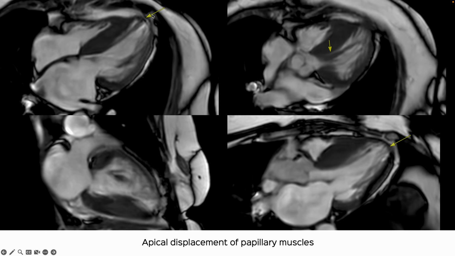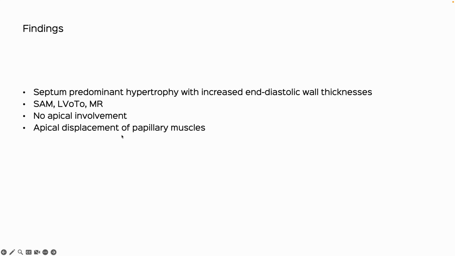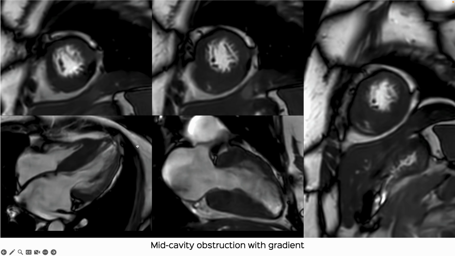And if you look at the cine images, you can see the apical displacement of both the papillary muscles and the unusual and abnormal attachment to the mitral valve. So we would add that as well.